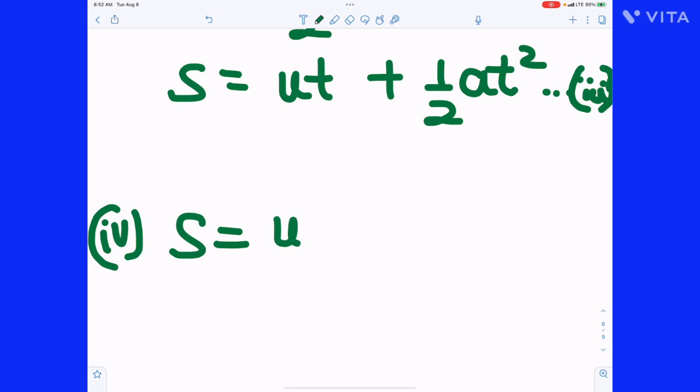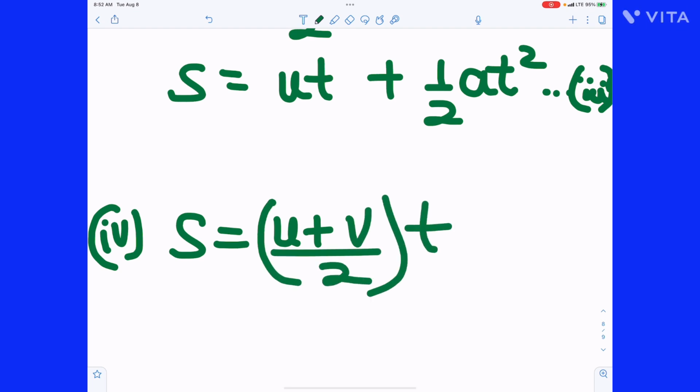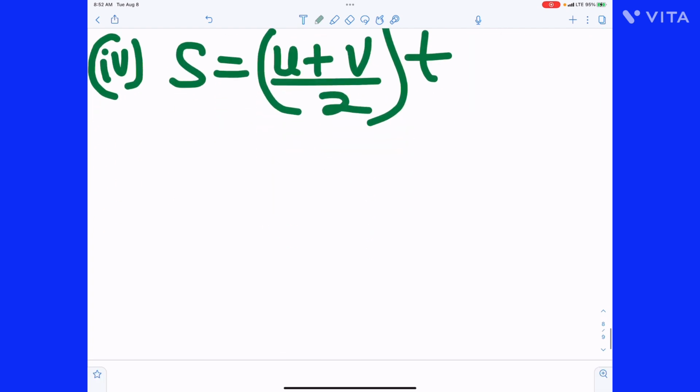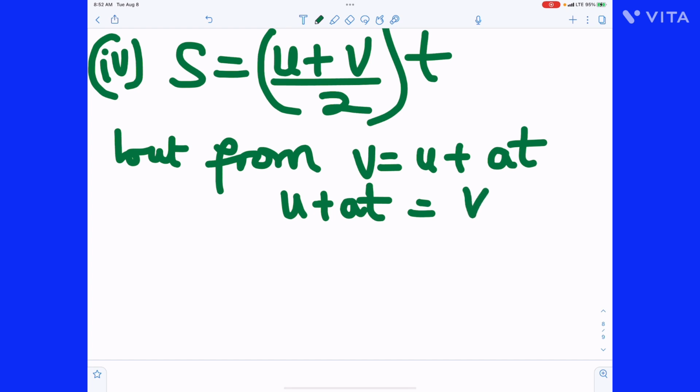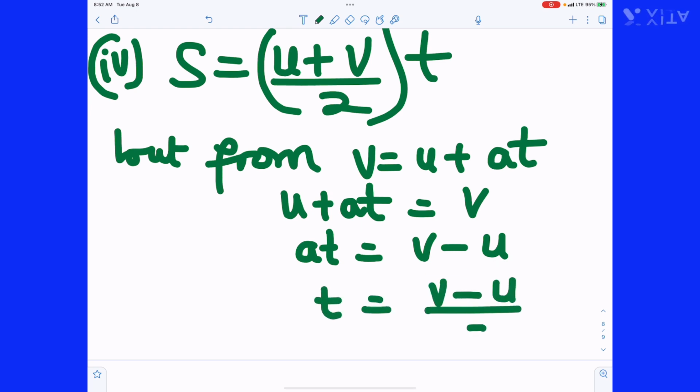Equation 4 is also gotten from equation 2. From equation 2, distance is average velocity times time. But from equation 1, which is v is equal to u plus at, I can write that u plus at is equal to v. So at is equal to v minus u, and t is equal to v minus u over a.